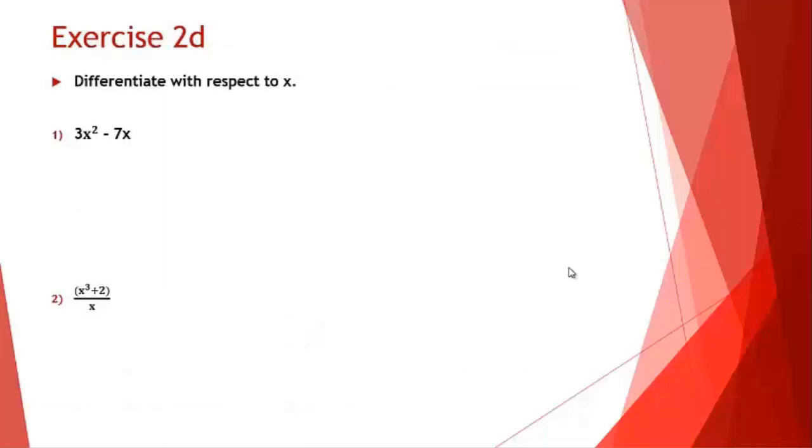Exercise 2D. Differentiate with respect to x. 3x squared take away 7x. x cubed plus 2 over x. So now try out these questions by ourselves.